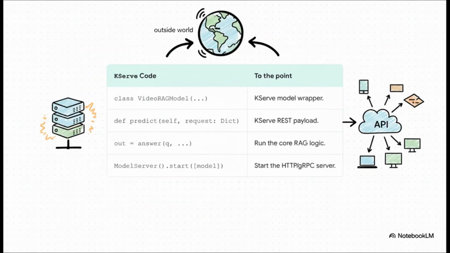And finally, how do we let the rest of the world actually use this thing? That's where Kserve comes in. This code essentially wraps up our entire RAG logic into a neat little class and fires up a server. Just like that, our Python script becomes a scalable, high-performance API that's ready to handle real production traffic.